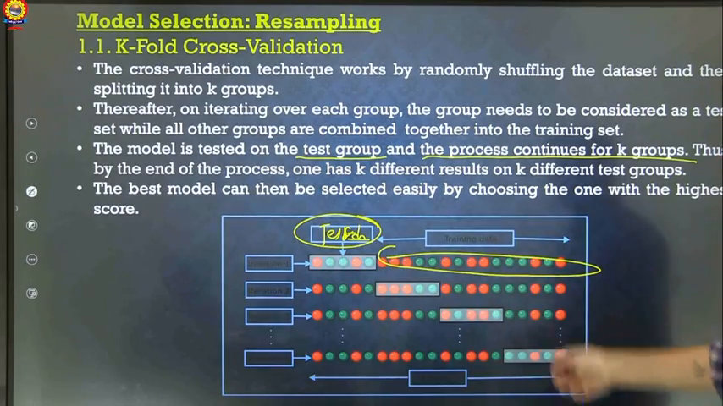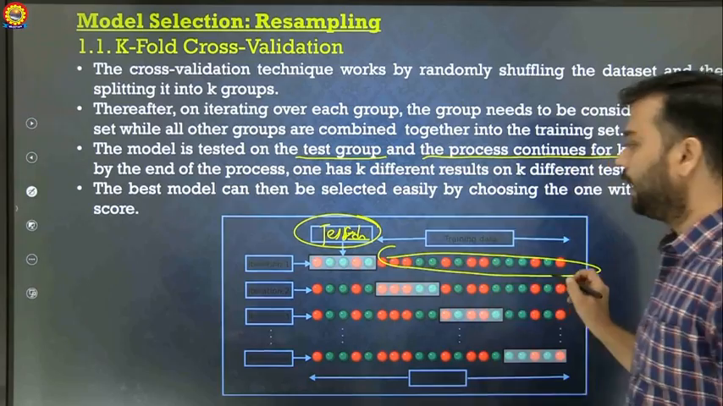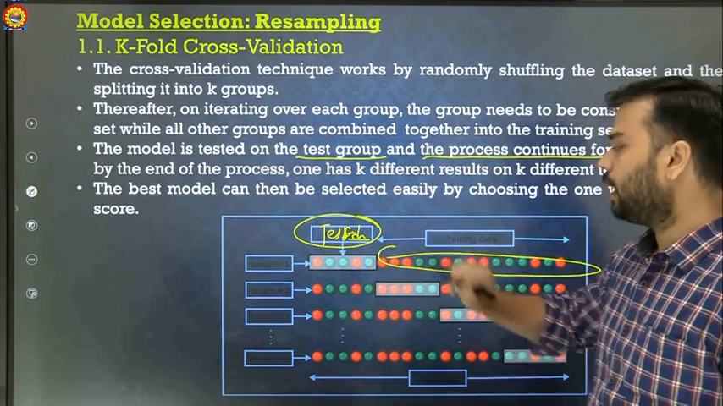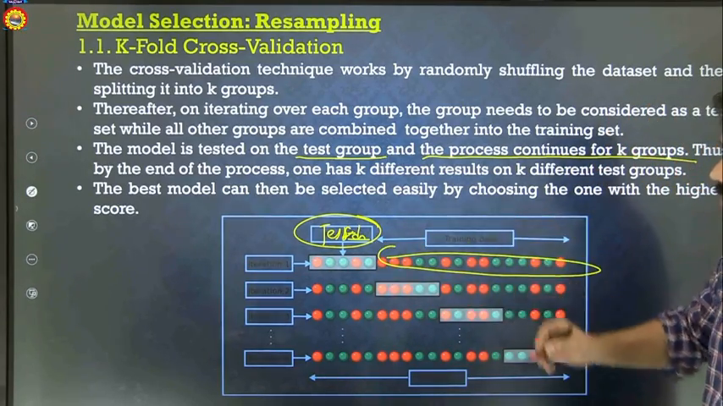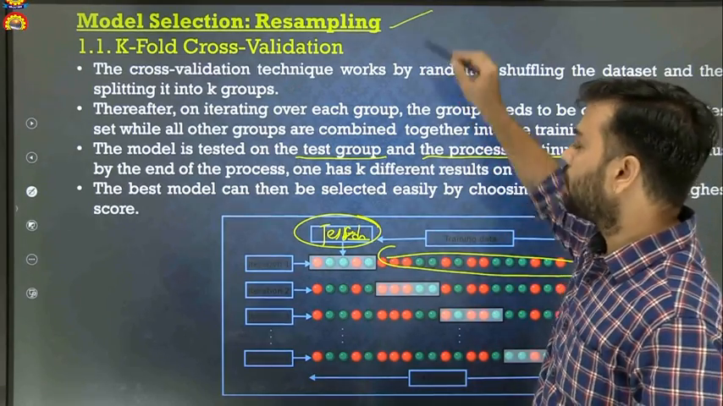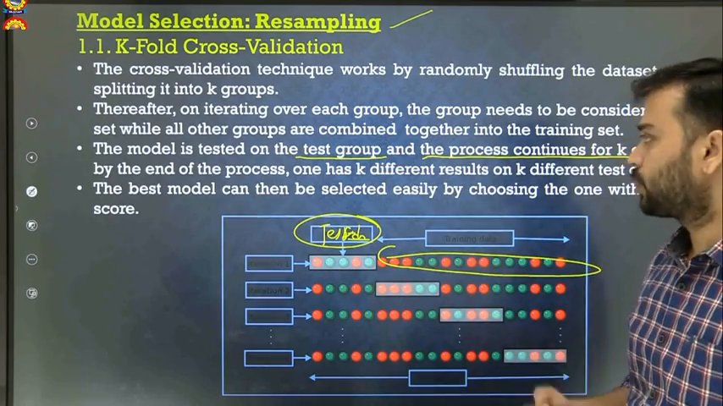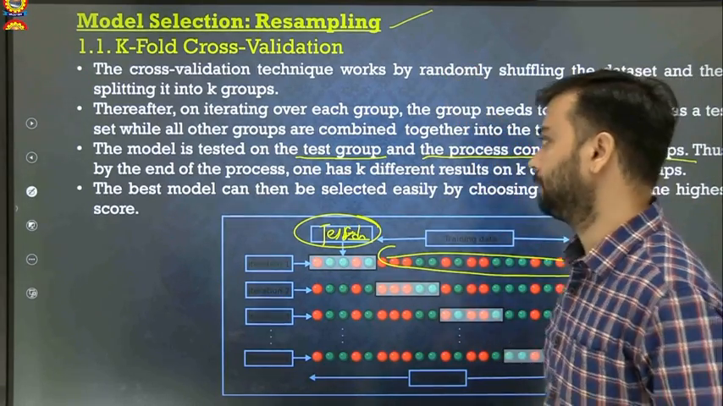So the model is simply tested on this particular test group. We train with the remaining data and we test with the particular test data, and this process continues up to the k iterations. This is known as resampling because the test data and training data change in each iteration. That's why it comes under resampling.